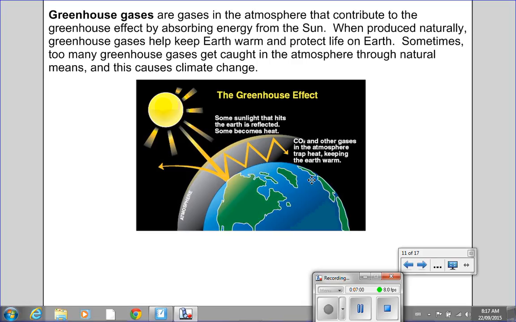So we're releasing carbon dioxide and other gases, and they get stuck in the atmosphere, and it creates almost like a force field where heat is being trapped in the atmosphere. It keeps the Earth warm. And then, of course, the sun is still shining on us, and some of the sunlight that hits the Earth bounces off, and this becomes heat. So this is the greenhouse effect.